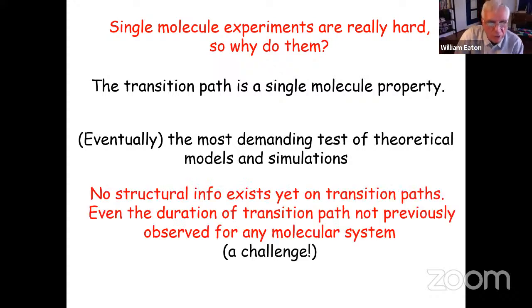As you'll see, we have a long way to go. There's no structural information as yet on transition paths. And even the duration of a transition path was not previously observed for any molecular system before our work. And this is kind of unusual in science.